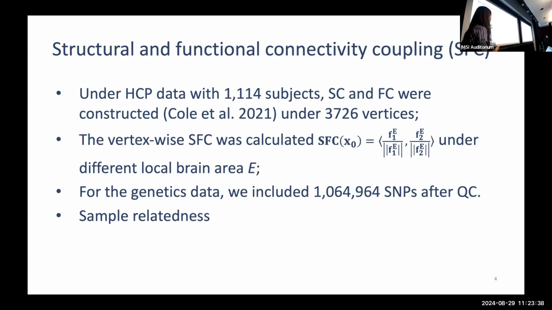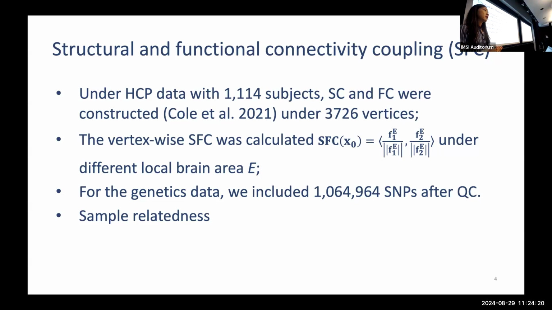I will quickly describe our data. It is the HCP data, and we use the atlas which Zhong already mentioned in his talk yesterday, this continuous atlas. Because it gave us a finer level of information, eventually we have over 3,000 nodes. We calculated these structural and functional coupling traits at each node for each subject. And then for the genetic data, we have this number of SNPs after QC.